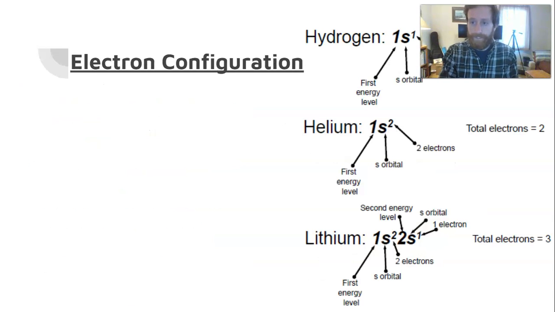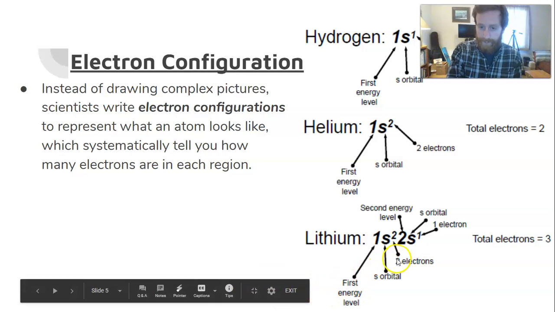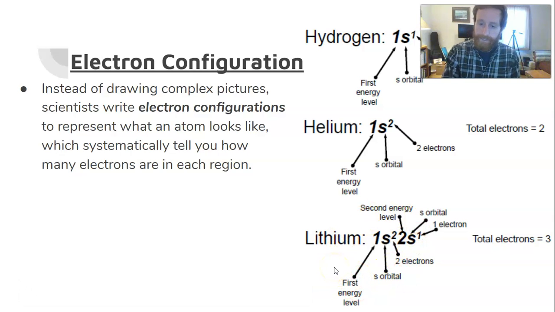And so how do we represent this? We don't draw those complex pictures often. Instead of drawing those pictures, scientists write what we call electron configurations to represent what an atom looks like, which systematically tells you how many electrons are in each region. So for example, here's lithium's electron configuration. We'll be coming back to this one a lot as we go through the next few slides.